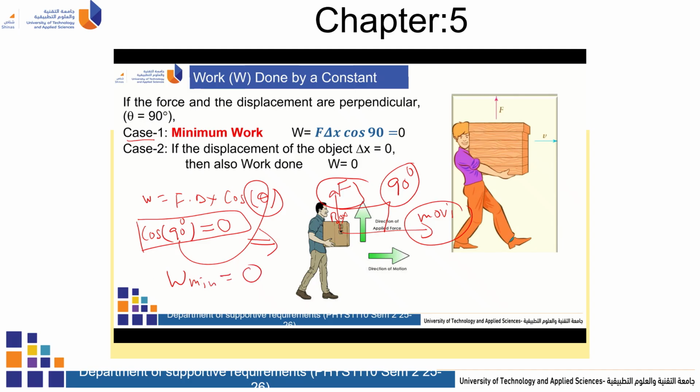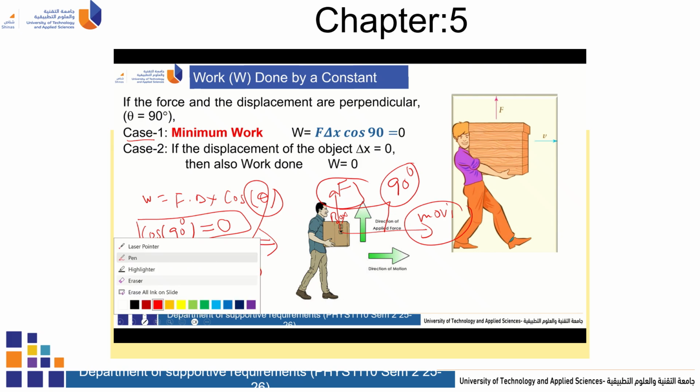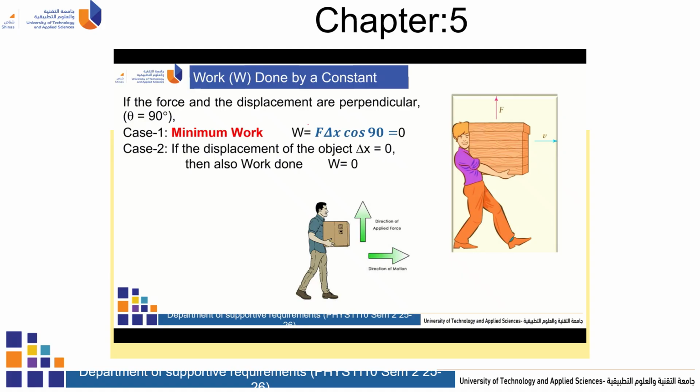So this is the one condition for the minimum work. This is case number one. And there is one more case, when the work is 0. Actually in the case number one, the theta here is 90. So due to theta 90, this work is 0. This is the thing here.